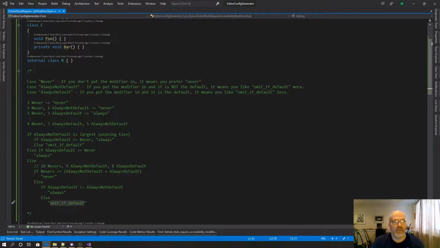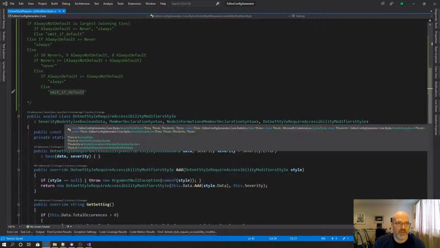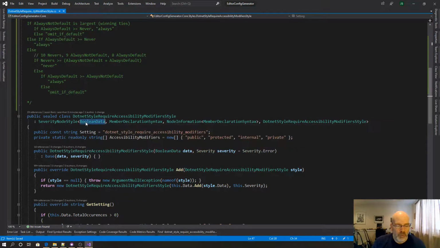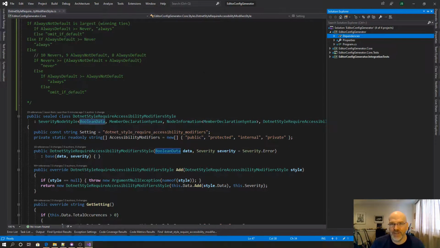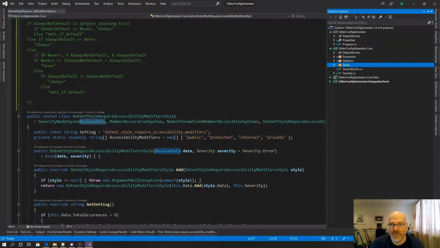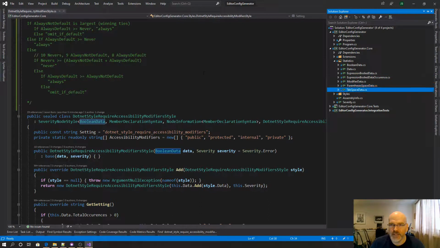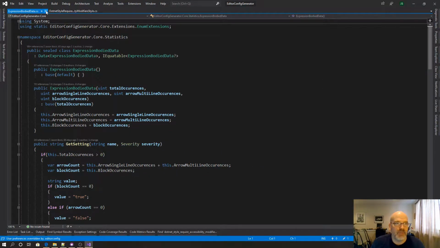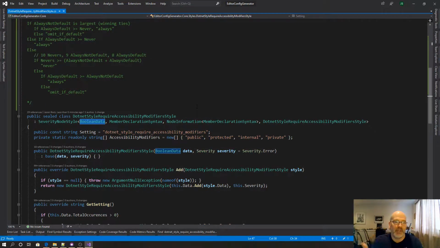All right, cool. I'm going to leave this for now. I'm going to stop recording, and then I will come back to this maybe later on this afternoon or tonight, and we'll see if I can actually implement this. Boolean data? What's that? Like statistics, I got Boolean data, expression body data, modifier data, tab space data. I think I'll need to put in here a specific one for this kind, because it has to have at least 3. Okay, so we're going to have to do that.